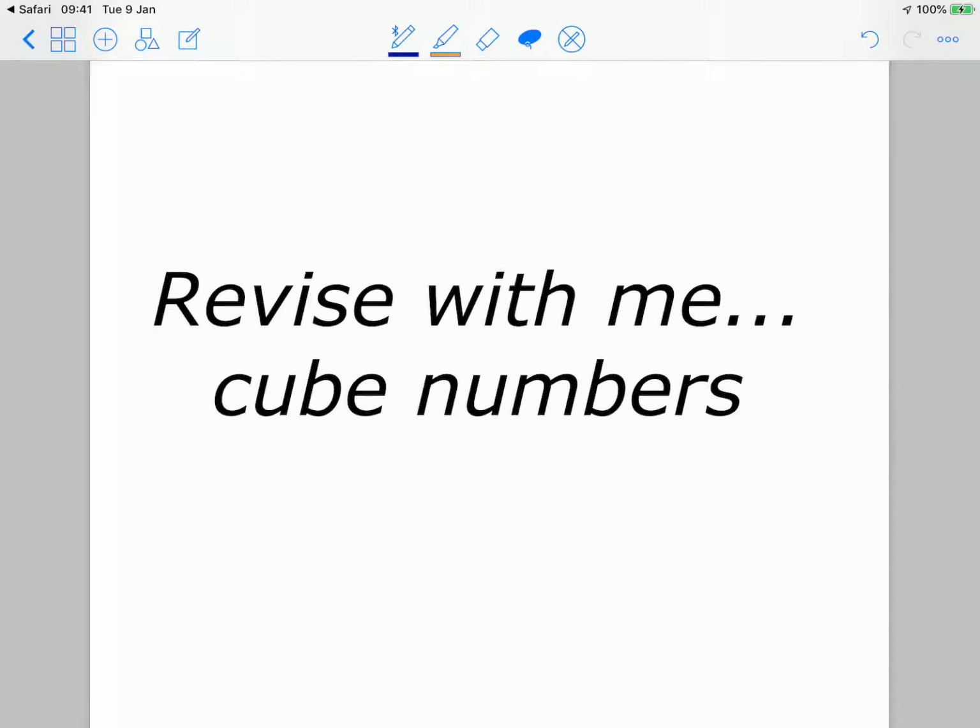Okay, so this is a revise with me video focusing on cube numbers and the cube root of a number. So if you want to try the questions before I do them, please make sure you've got a pen and paper, and don't forget to pause the video after the new page so that you can try the questions.